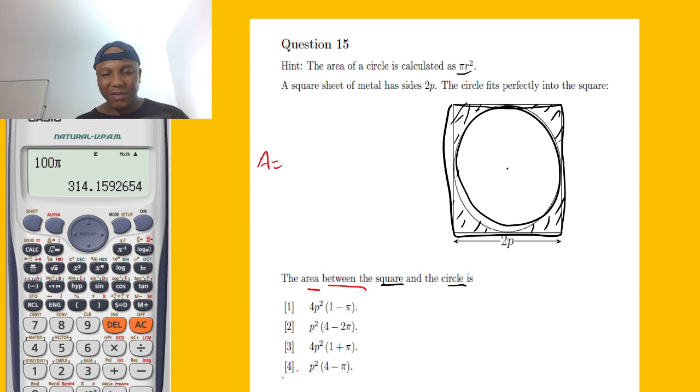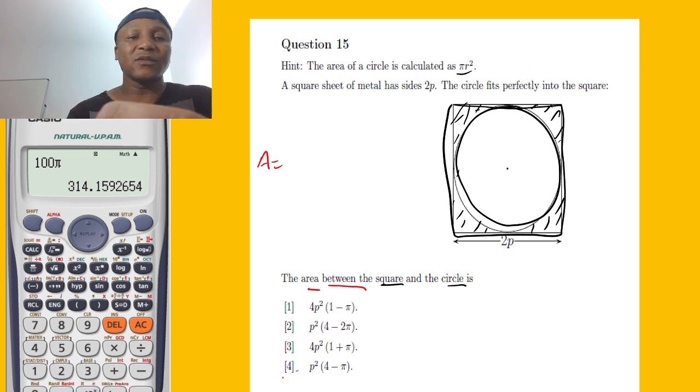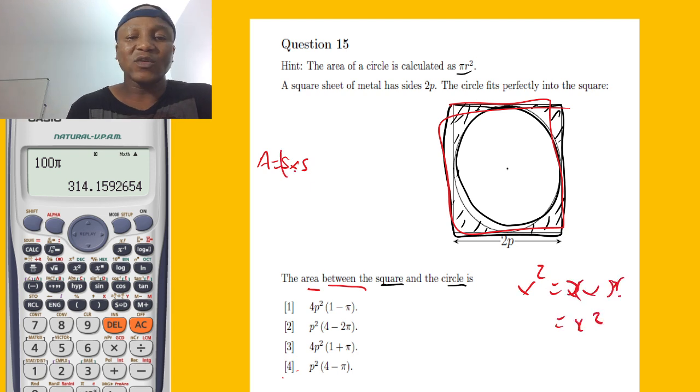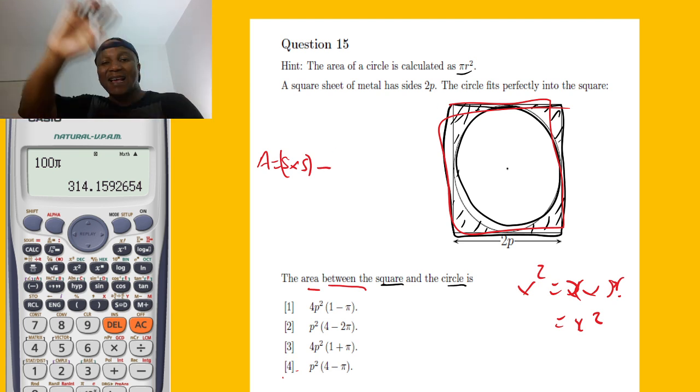equal to area of everything. What is everything here? This stuff here, which is the square. So we're going to say side square. We can say side times side. When you say x square, it means x times x, x squared. So side times side minus, because we take everything minus the inside.